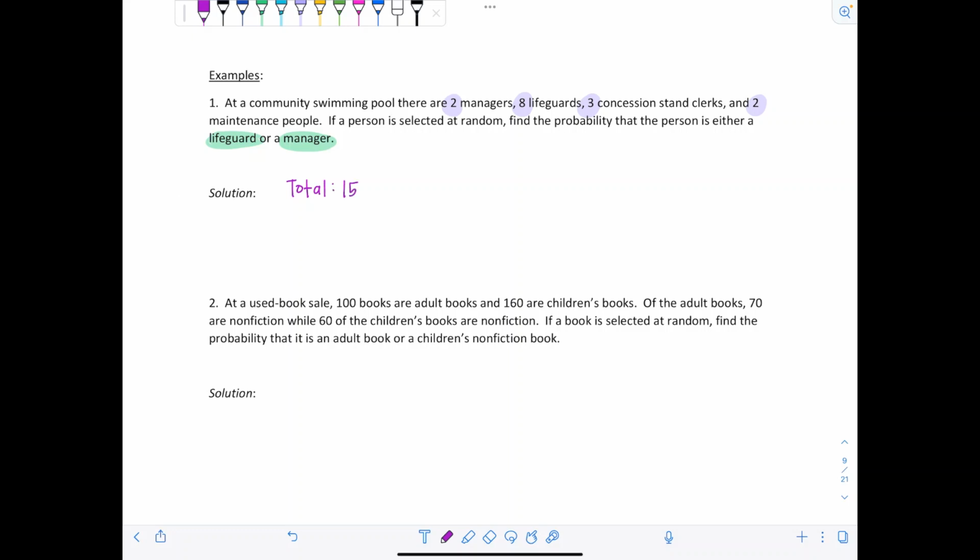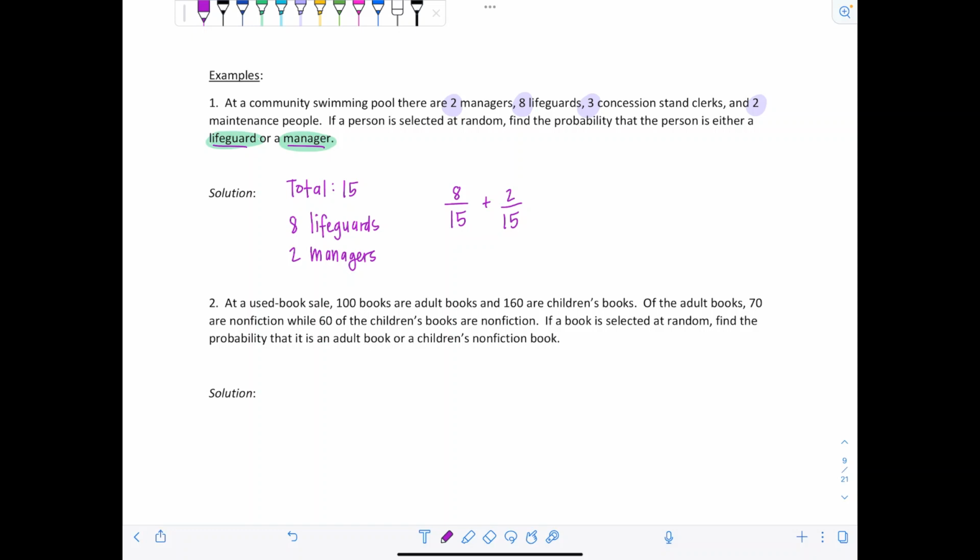And they want the probability that the person is either a lifeguard or a manager. And you can't have more than one job at this pool, okay? So there's 8 lifeguards and 2 managers. So we're just going to add their probabilities together. So the probability of someone being a lifeguard picked at random would be 8 over 15. The probability that someone's a manager is 2 over 15.